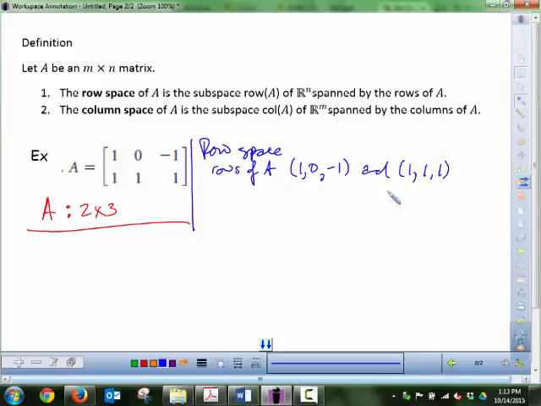I have a question. Are these 2 vectors linearly independent? By inspection, you should be able to tell if 2 vectors are linearly independent, right? Like, can I multiply one of these vectors to make it look like the other one? No, I can't do that. So they're linearly independent. So the rows of A are linearly independent.